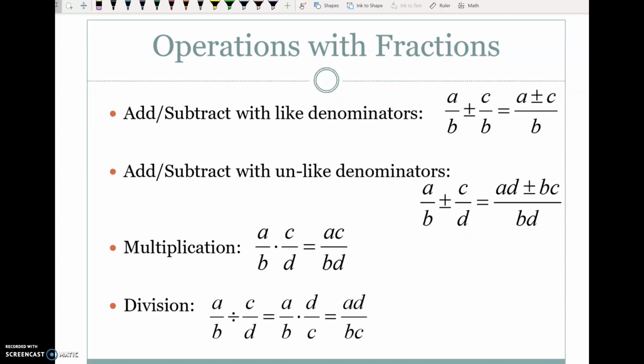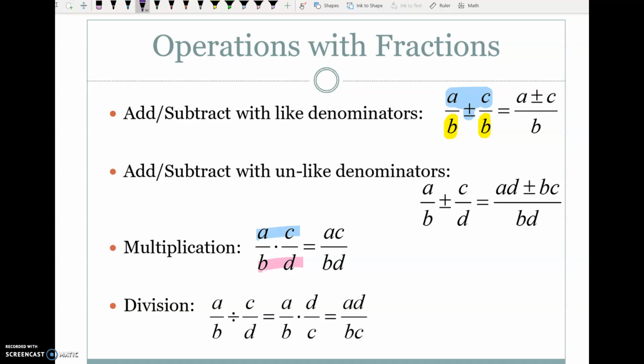When you're adding fractions, you must have like denominators. So notice here the denominator is the same, and then you add or subtract the tops to create your answer. If you have unlike denominators, you have to get like denominators first before you add or subtract the tops. When you're multiplying, you multiply straight across the top and straight across the bottom.